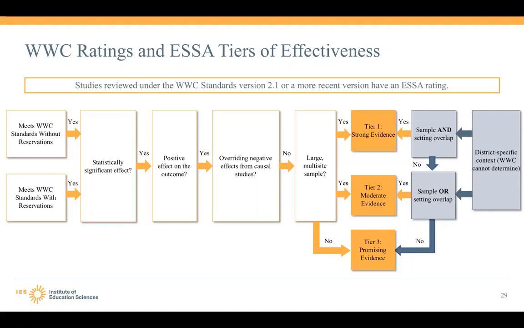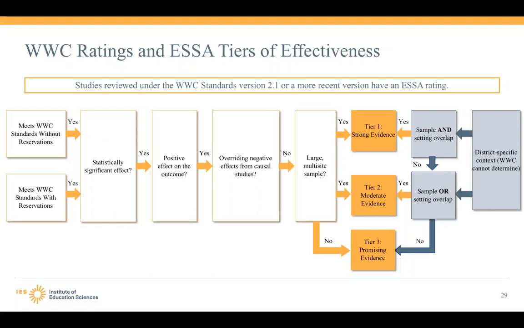For example, if you find a study with ESSA Tier 1 rating, you will need to compare the study setting and sample to yours. If they both overlap, then your conclusion will be that the study meets definitions for Tier 1. However, if only one overlaps, either sample or setting, then your conclusion will have to be that for your specific context, the study meets definitions for ESSA Tier 2, even though you may see Tier 1 rating on the WWC website. So again, an ESSA rating on the WWC website is an eligibility rating. You will make the final determination.